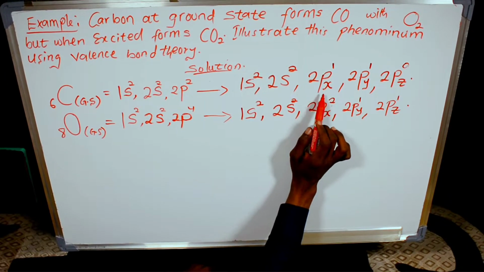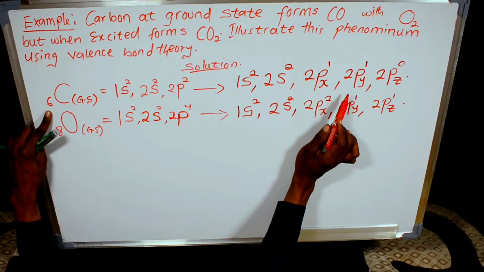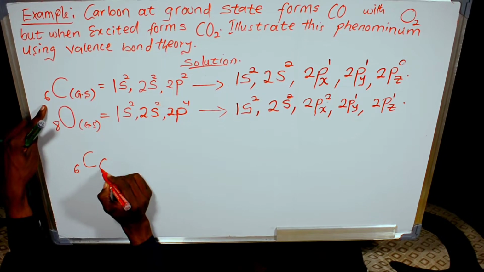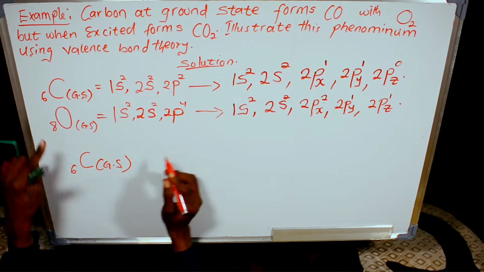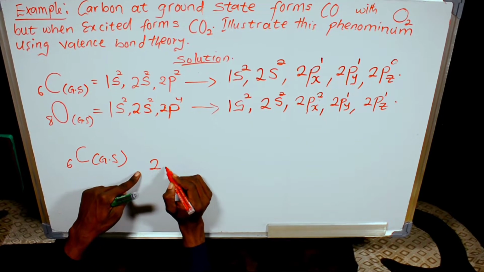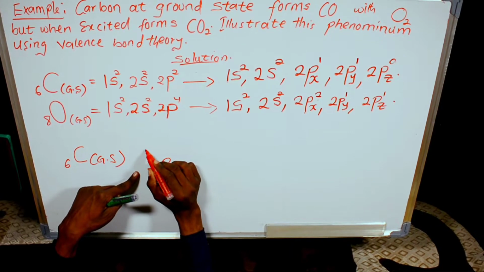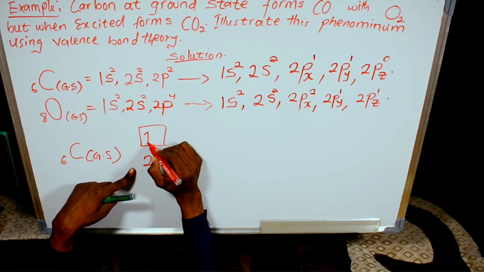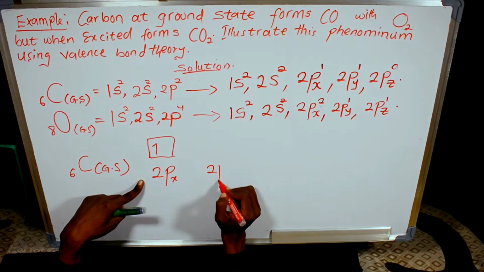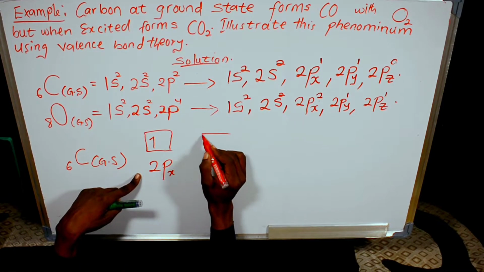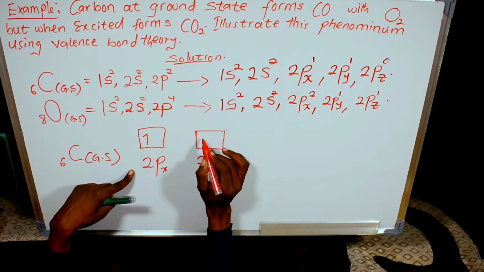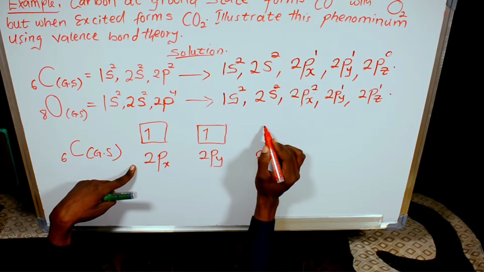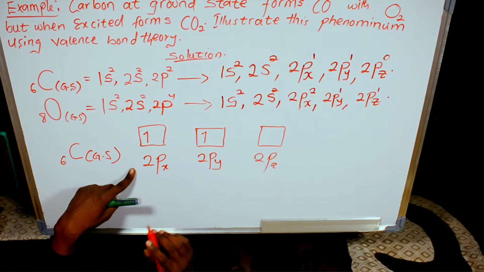So now these are the p orbitals of carbon at ground state. We are going to use them. Let's bring them down. Carbon at ground state. We have 2px. Then here is a box that contains 1 electron of the px. And we have 2py, its box containing 1 electron again. Then 2pz, a box having no electron.